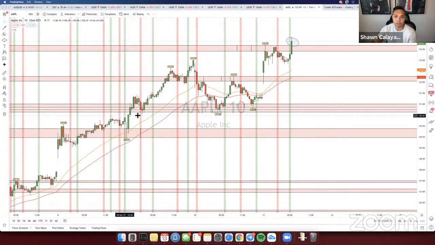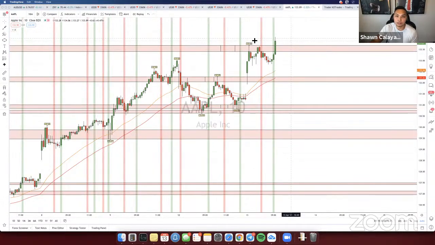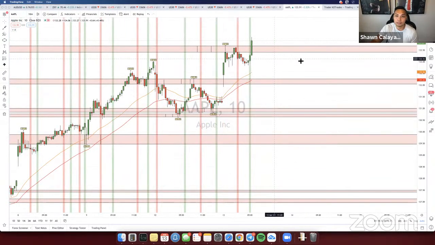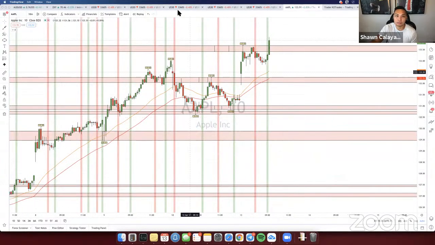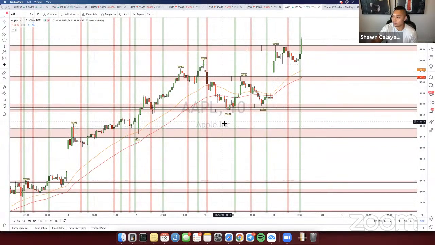I'm not sure what you're trying to enter, Jeff. I know you trade options, so I'm pretty sure you're not trading directional. But for the most part, it looks like it's moving pretty smoothly upwards. So I would have a bullish bias for Apple over here.